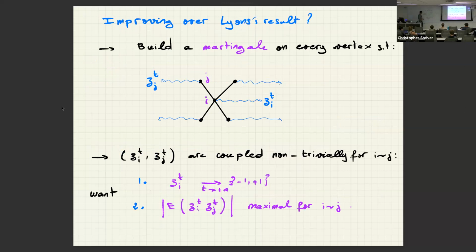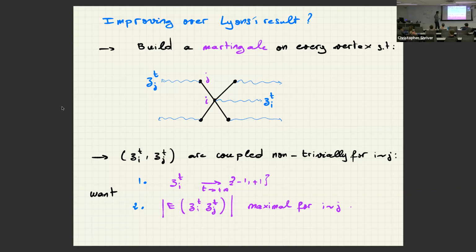Okay, so how do we improve over this? Instead of taking neighbors and summing these Gaussians and then multiplying them by numbers, we're going to have to do something a bit more complicated. We're going to construct a sequence of martingales over this graph. At every vertex, we're going to diffuse a certain martingale, and these martingales have to be coupled, and they have to be coupled non-trivially.